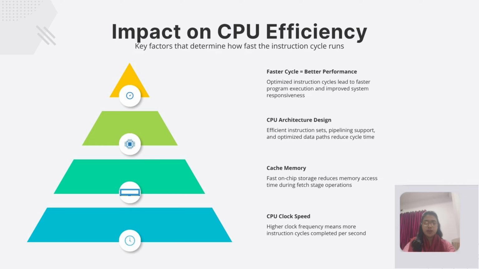Impact on CPU efficiency. The speed of this instruction cycle directly affects the CPU efficiency. If the CPU can complete these stages faster, programs will run faster. Important factors that affect efficiency include CPU clock speed, cache memory, and CPU architecture design. Optimizing these factors helps reduce instruction cycle time and improve overall system performance.